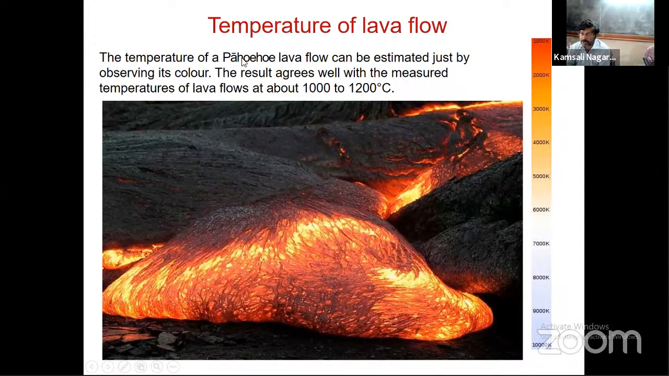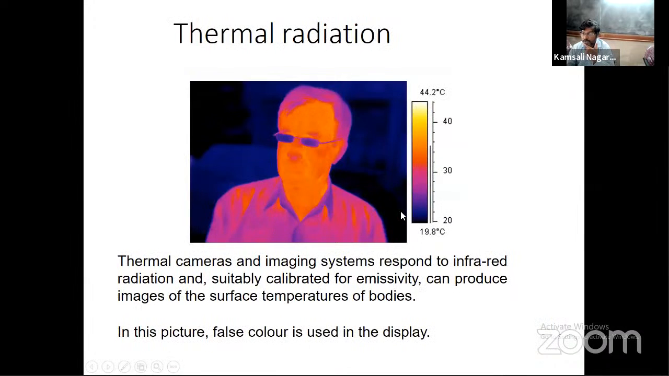The temperature of any lava flow, this is the Pāhoehoe lava, can be estimated by observing its colors. This is a real picture image they have obtained. By seeing the color, they can estimate the temperature at which the material is burning or emitting radiation. These results agree well with the measured temperatures of the lava flow, because they can't go and put a thermometer there to take a measurement. A thermometer need not be a mercury thermometer. A thermometer is a device or sensor that can sense temperature by how it changes as a function of wavelength. For thermal radiation, you can see thermal cameras and imaging systems which can respond to the infrared to a greater extent.